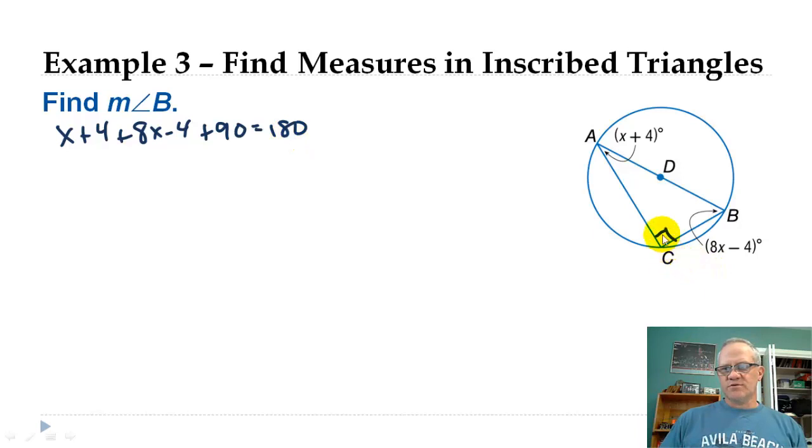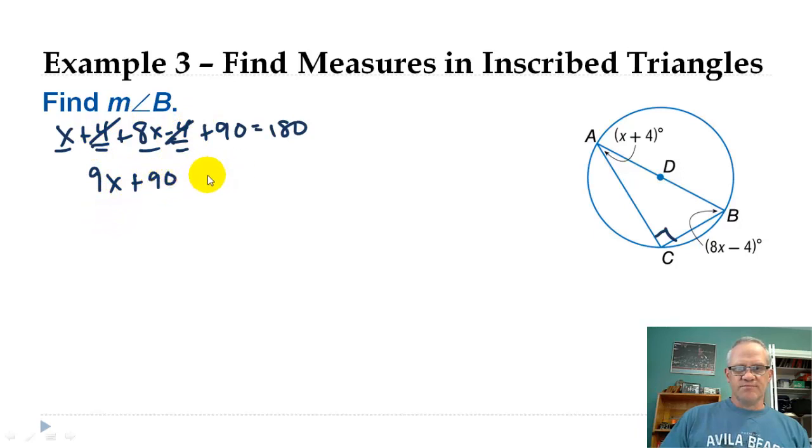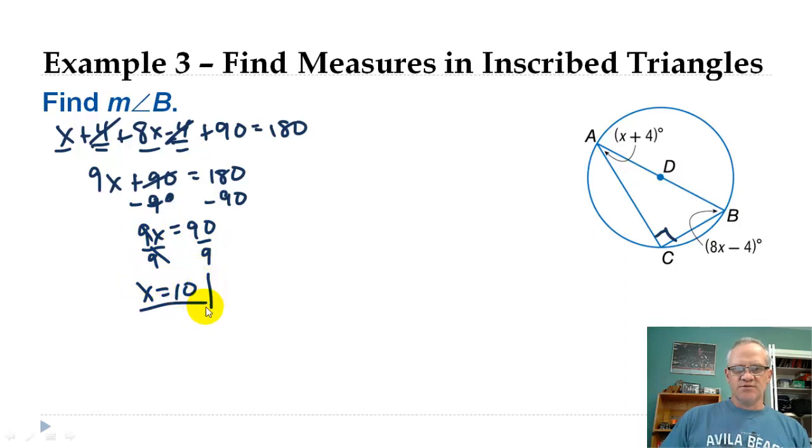Going back to our triangle days, combine like terms. I have x and 8x, which will be 9x. Interestingly, I have a positive 4 and a negative 4, so they cancel. All I have left is plus 90 equals 180 minus 90. So 9x equals 90. Divide by 9. It looks like x is 10, but hold on, stop.